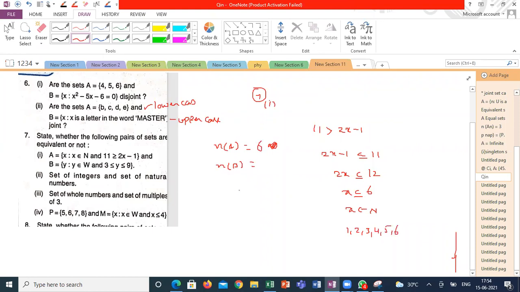What about n of B? 7, sir. B is 3, 4, 5, 6, 7, 8, 9. So n of B is 7. So they are not equivalent. n of A is not equal to n of B, so not equivalent. What about the second question, guys? Set of integers and set of natural numbers. Not equal, sir.